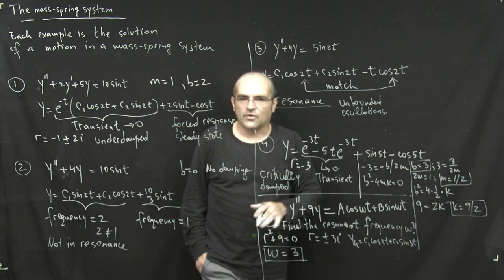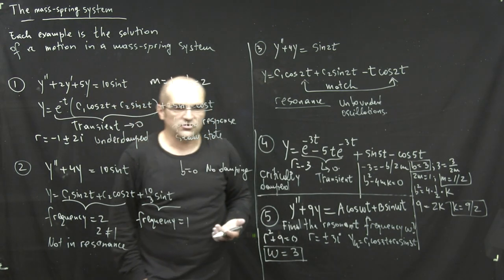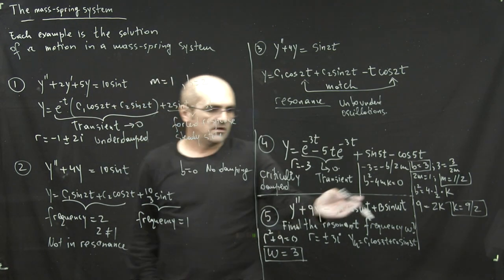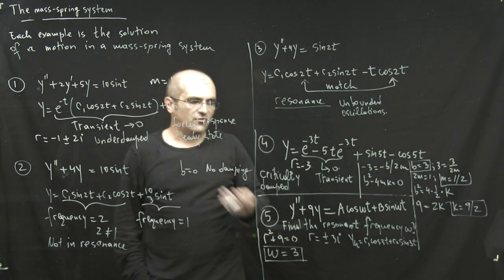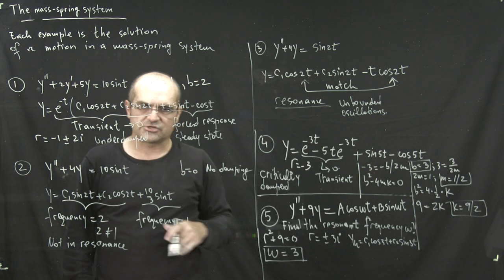This you may want to avoid, right? If you want to avoid resonance in the system, then it's important to know when that happens. So omega should not be 3 if you want to avoid the system being in resonance, if you want to avoid unbounded oscillations.